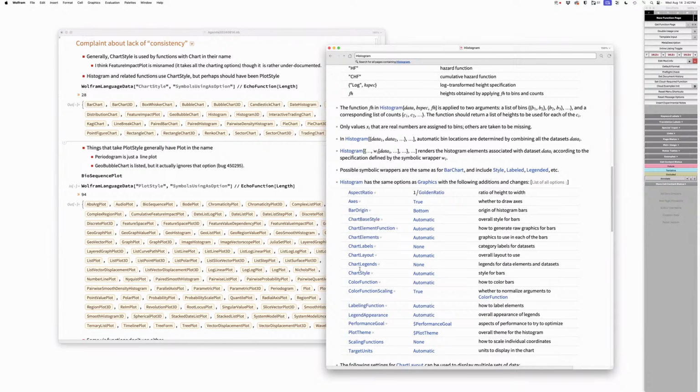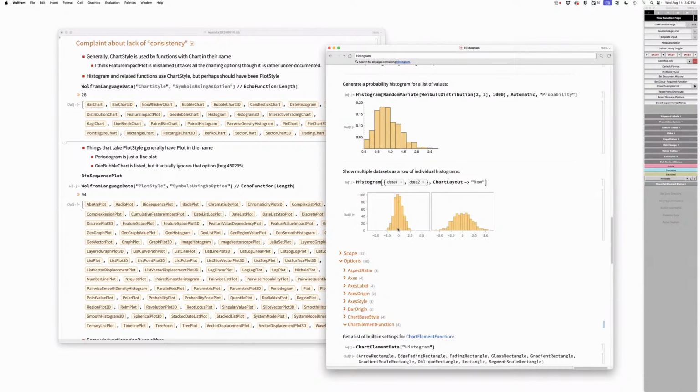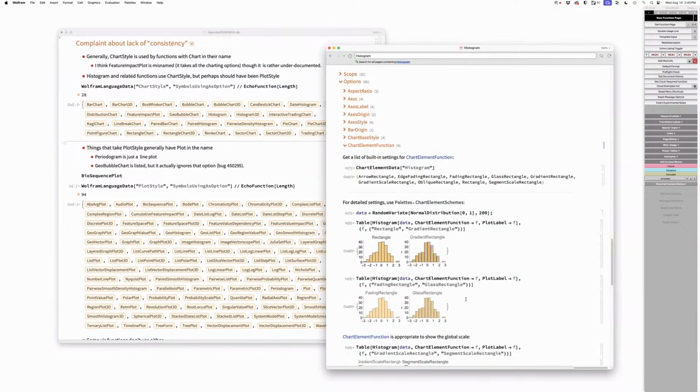I just don't understand why there's a whole family of chart options here. It's no good if we just say chart style goes to plot style, but we've still got chart element function. And you're looking at histograms still. Mm-hmm. I think most of those, chart style, chart labels, chart legends, at least for histogram. I did a jump down for that thing, and it jumped to the wrong place. It should have jumped to that being in the center of the page.